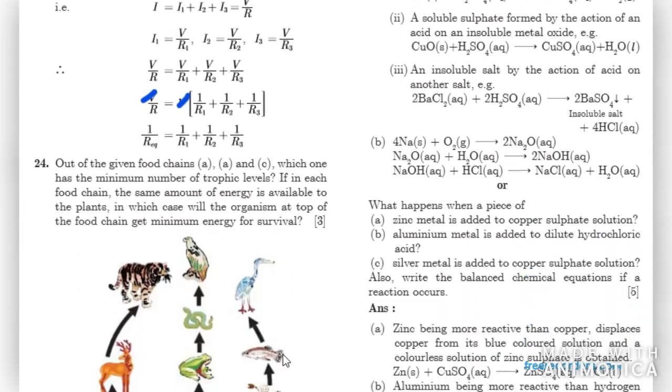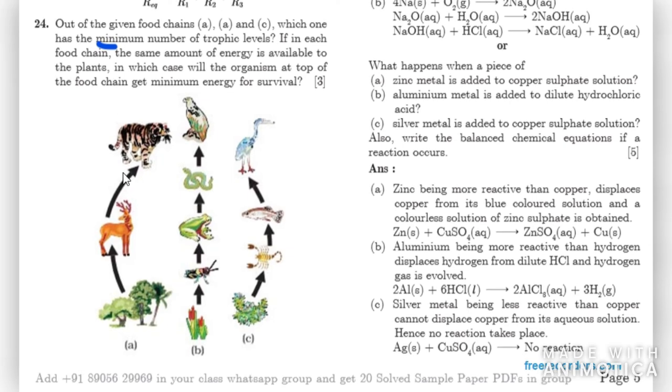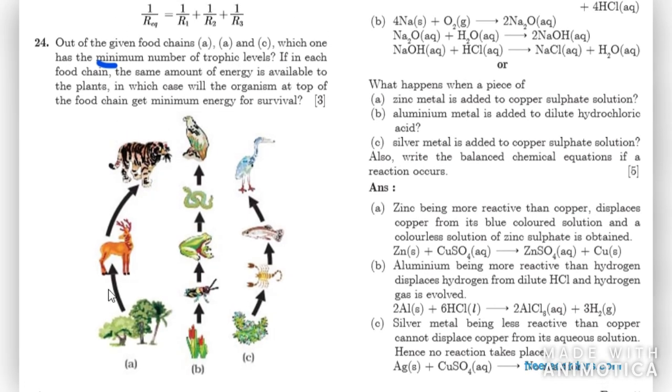Now moving on to the next, out of the given food chains A, B and C, which one has the minimum number of trophic levels? If in each food chain the same amount of energy is available to the plants, in which case will the organism at the top of the food chain get minimum energy for survival? So for the answer 1, it says minimum number of trophic levels. As you can see in figure A, we have only 3 trophic levels. So it will be the case of A.